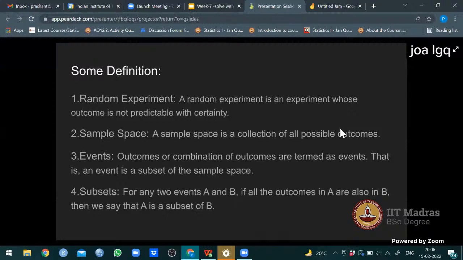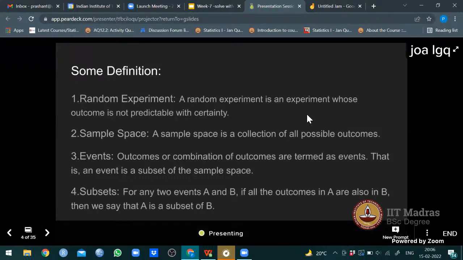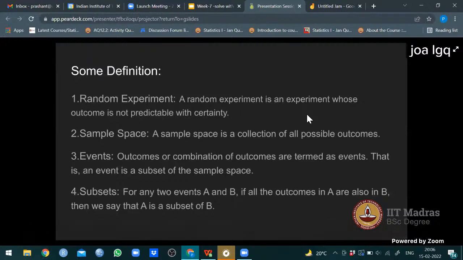Sample space is a collection of all possible outcomes. Suppose you roll a die 2 times, then the sample space will have 36 elements: 1,1 up to 1,6, then 2,1 up to 2,6, like that.